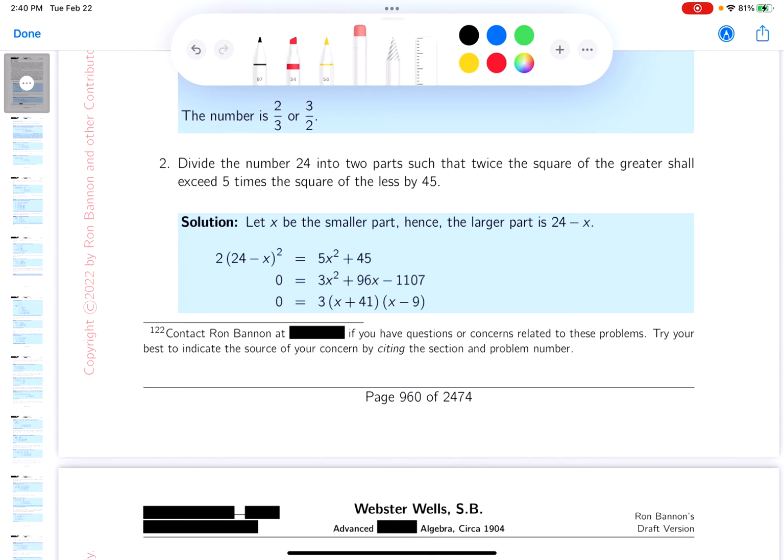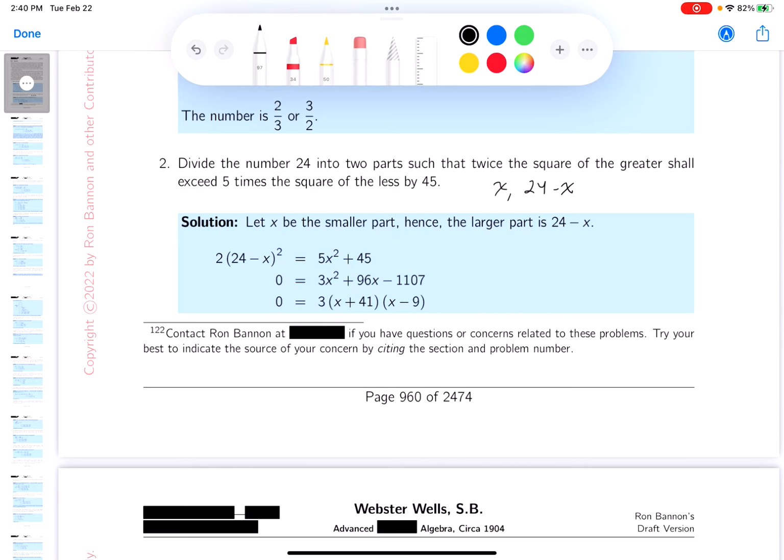Okay, so they have the number 24, and they're going to divide it into two parts. So I'm going to say the two parts are going to be x, and the other part would be 24 minus x. So that's two parts. If you add those two numbers, you get 24.